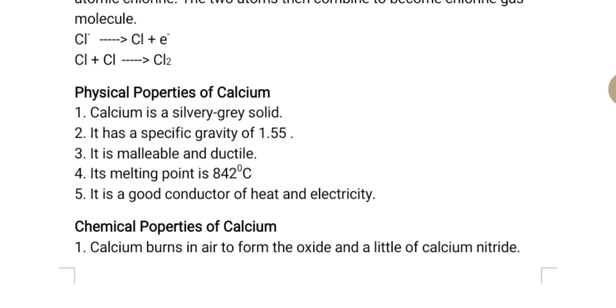Physical properties of calcium. 1. Calcium is a silvery gray solid. 2. It has a specific gravity of 1.55. 3. It is malleable and ductile. 4. Its melting point is 842 degrees Celsius. 5. It is a good conductor of heat and electricity.